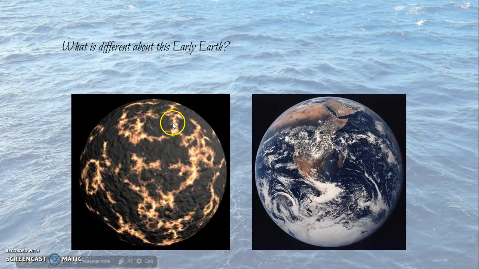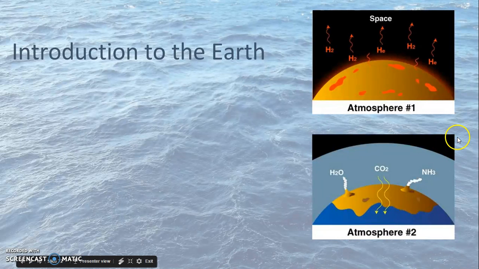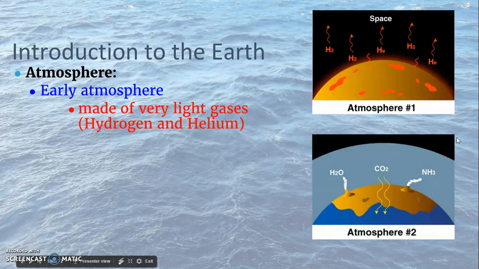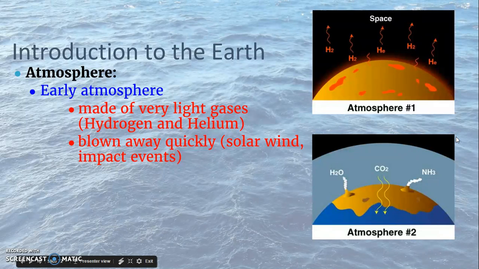So let's look at our pictures of 4 billion year ago Earth versus today's Earth. What's so different about this early Earth? Well, the atmosphere was definitely different. Our early atmosphere was made of very light gases, hydrogen and helium. These were blown away very quickly. We've got solar wind coming off, and this is starting to impact the events on Earth.